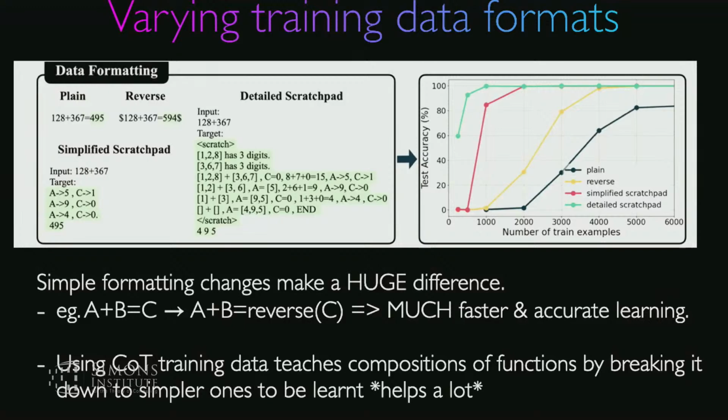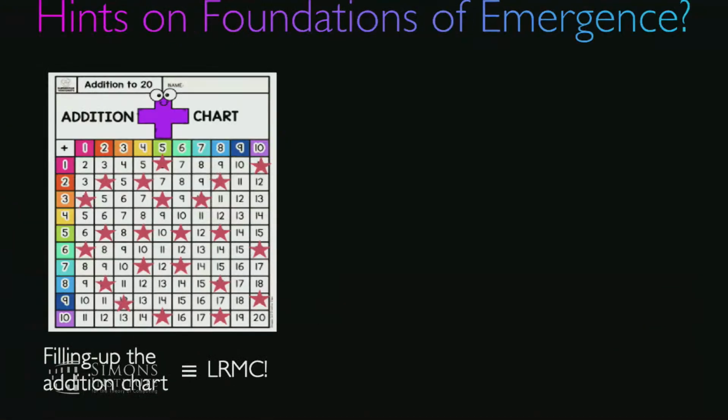So why this happens is one question that appeared. Some relationship with matrix completion gives some explanation to why this happens. If we think about an addition chart on the left, where each element is the sum of the row index and the column index, then this addition chart itself is a rank 2 matrix, and filling up this chart is performing low rank matrix completion.